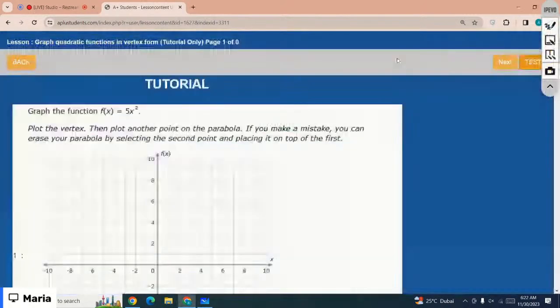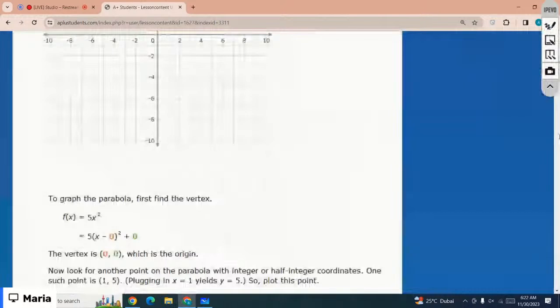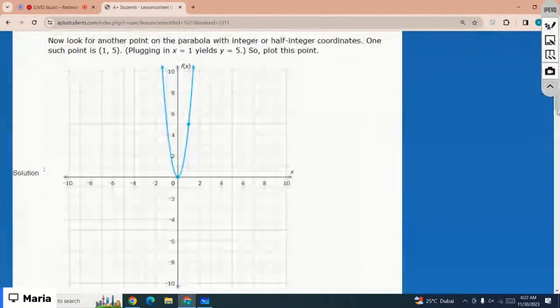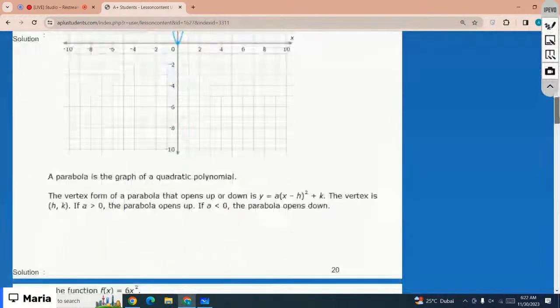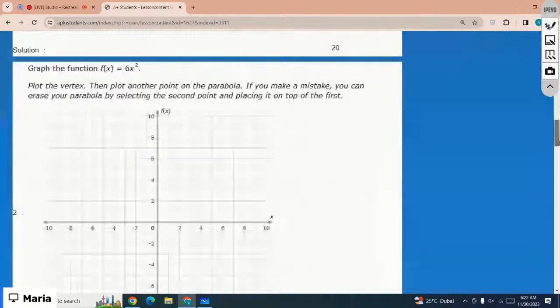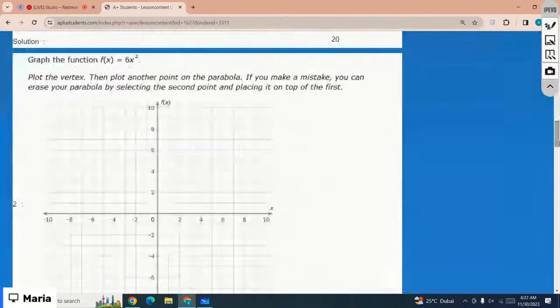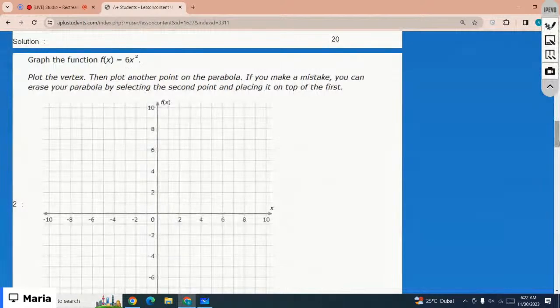Okay, but we do not have practice questions, so let's just see the other one. Next question, right? Okay, the next question is f of x equals 6x squared. Again, you need two points: one is the vertex of the parabola, and the second point must be on the parabola.